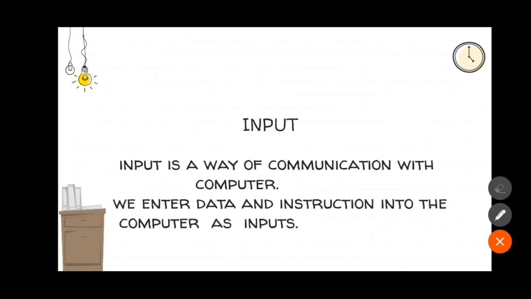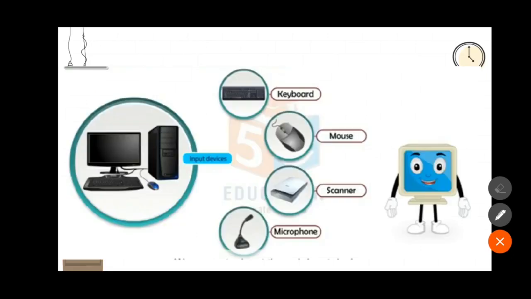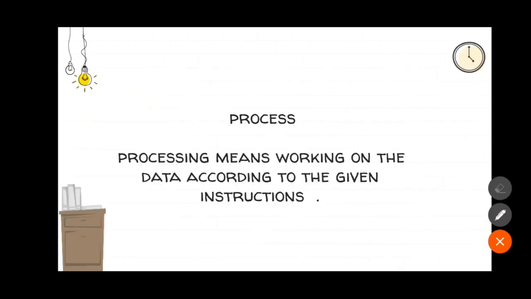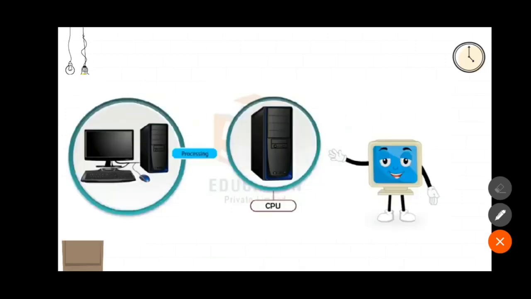Input. Input is a way of communication with the computer. We enter data and instructions into the computer as inputs. We can enter input through input devices. Input devices are keyboard, mouse, scanner, microphone. Process. Processing means working on the data according to the given instructions. Data and instructions are provided as input. The CPU processes the data.